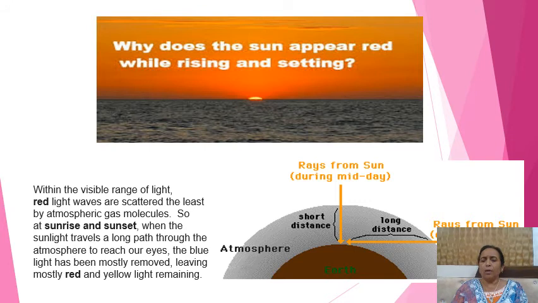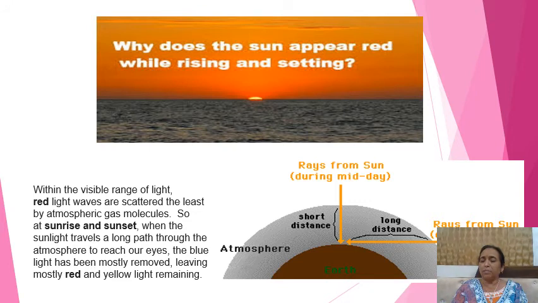So at sunrise, the sunlight travels a long path. The sun is present at this position during the sunrise, so it has to travel this long distance. Now when the light coming from the sun has to travel this distance, what happens over here? Here blue light scatters away, blue light scatters away, blue light scatters away, and the color finally reaching the observer that is left is the red light. So the sun appears to be red.